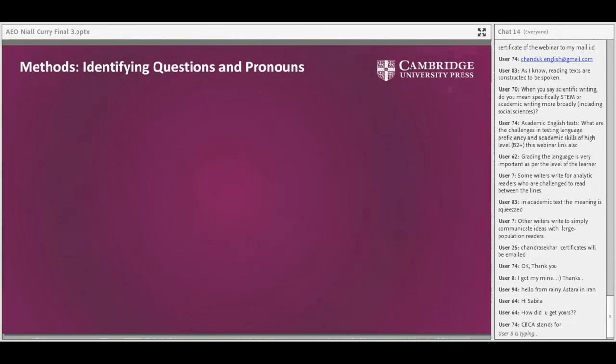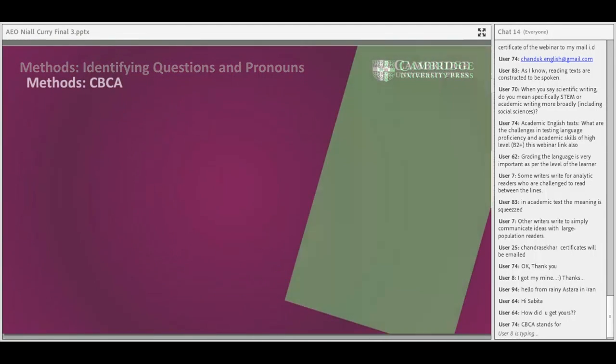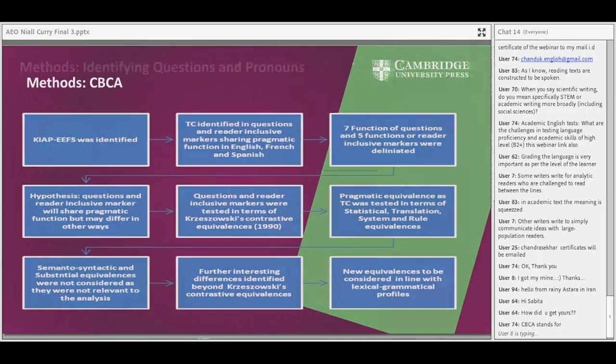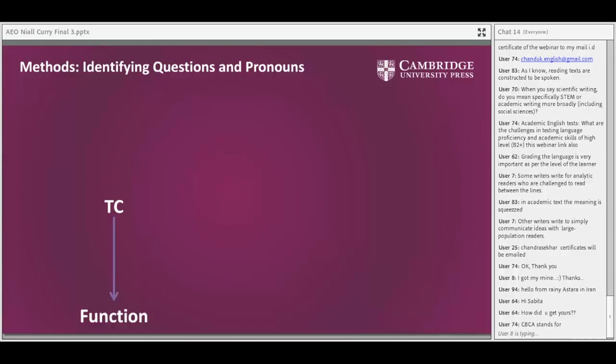My slides aren't showing up, the little pictures, but here the idea was that I had a Venn diagram of the three languages overlapping, and the idea is that they're shared on function.